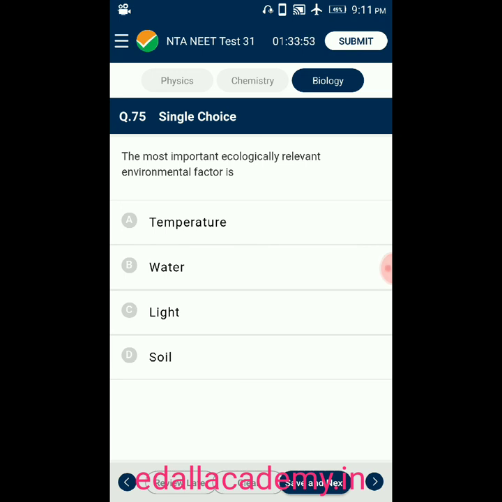Number 75. The most important ecologically relevant environmental factor is temperature. The average temperature on land varies seasonally and decreases progressively from the equator towards the poles and from plains to the mountain tops. It ranges from sub-zero levels in polar areas and high altitudes to less than 50 degrees Celsius in tropical deserts in summer. These variations produce distinct biomes. So the answer for this question is option A, temperature.